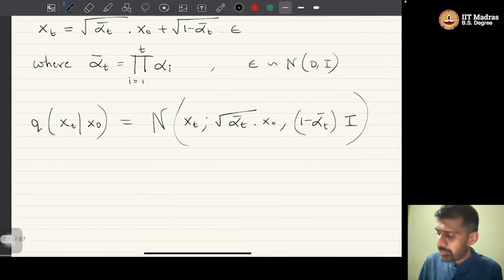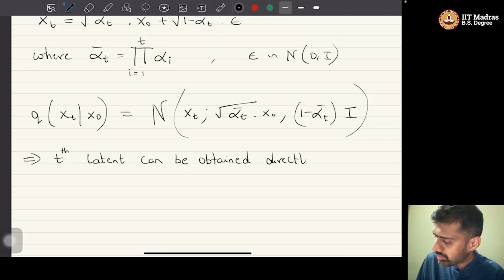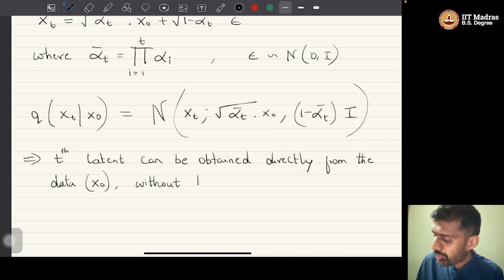So this simply implies a very nice and important property of DDPM, which means that the tth latent can be obtained directly from the data x naught, without having to hop t steps.